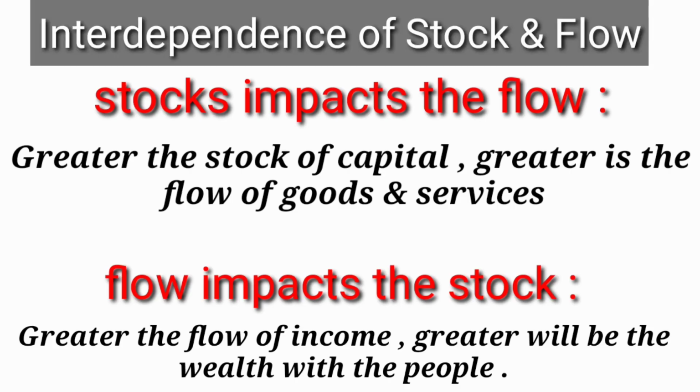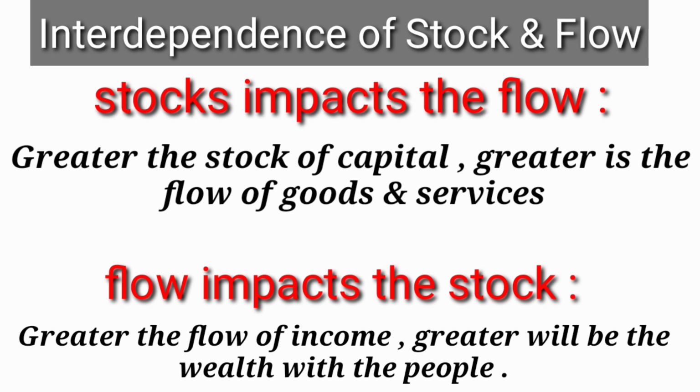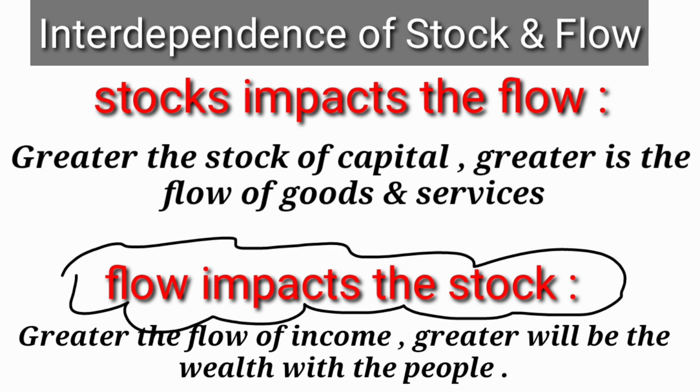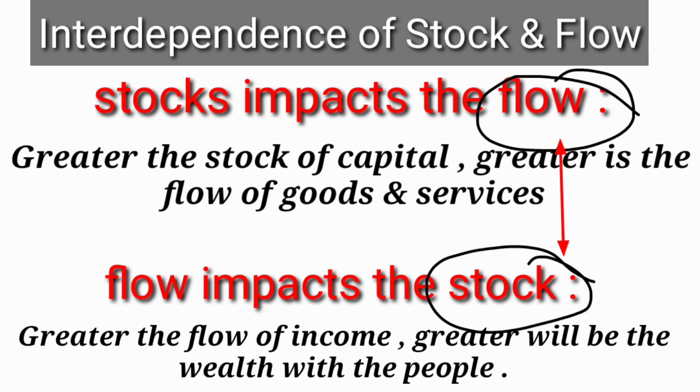Also, we need to now learn about the mutual dependence on each other. Stock impacts the flow. Here I mean, greater the stock of capital, greater will be the flow of goods and services. Whereas the flow impacts the stock, it means greater the flow of income, greater will be the wealth with the people. I hope you understand that both of these variables are not independent, they are interdependent on each other, which shows their mutual dependency on each other, right?